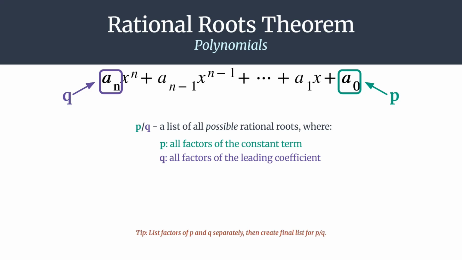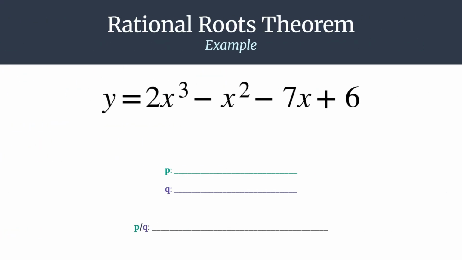A good tip here is to list the factors separately, especially if you're just learning this theorem and how to use it, and then you can create your final list for p over q. So let's look at an example, make sure you've got it. We want to use the rational roots theorem on this polynomial to come up with a list of all the rational roots. We identify our p is positive 6, our q, our leading coefficient, is 2, and now we'll take some time to list out all the factors of each of these, starting with p.